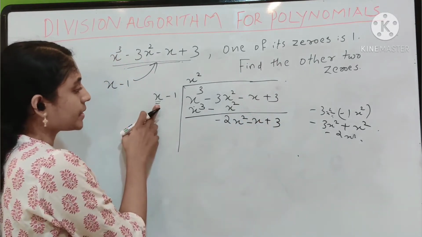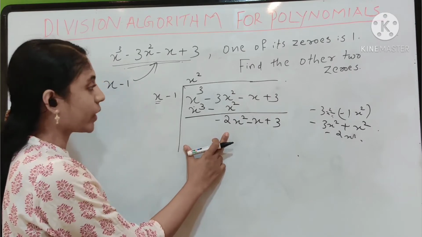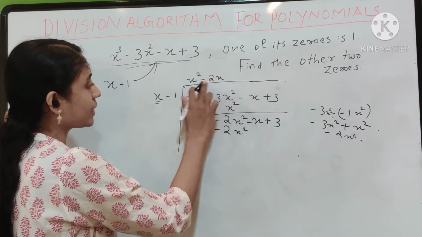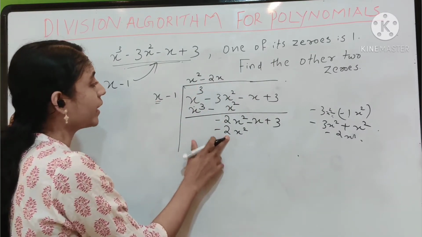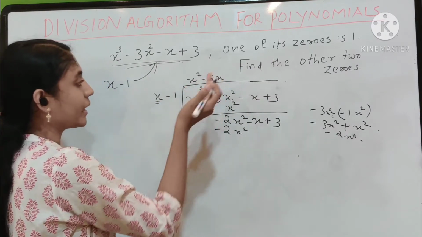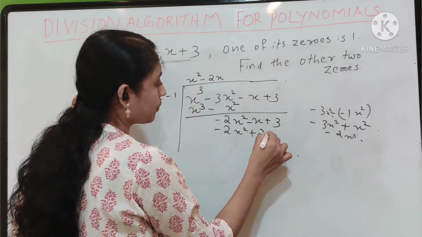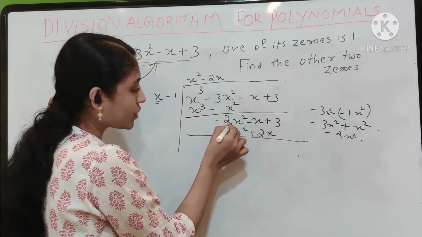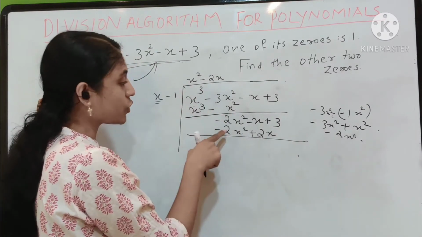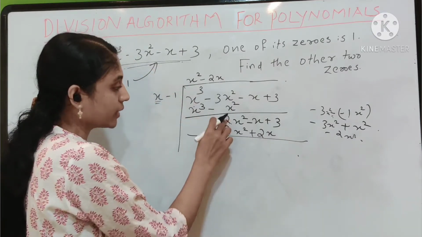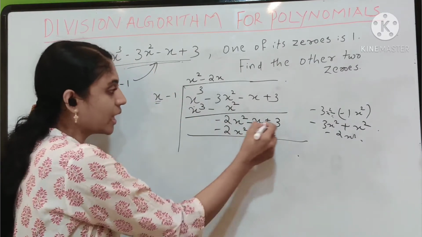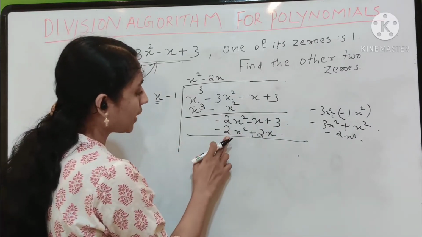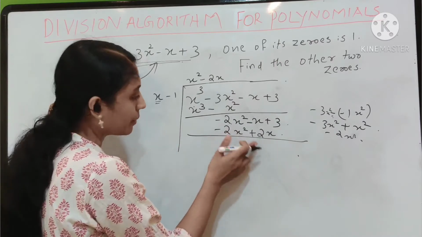Now the next step: x into what is minus 2x square? x into minus 2x is minus 2x square. Then minus 1 into minus 2x is plus 2x. Then subtracting, minus 2x square minus of minus 2x square, the x square term gets cancelled and becomes 0.